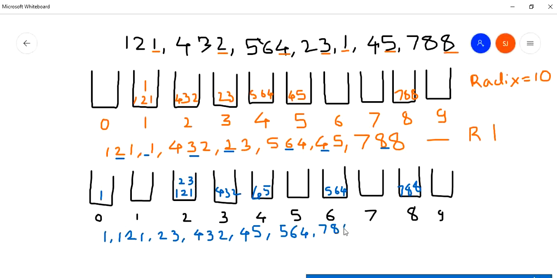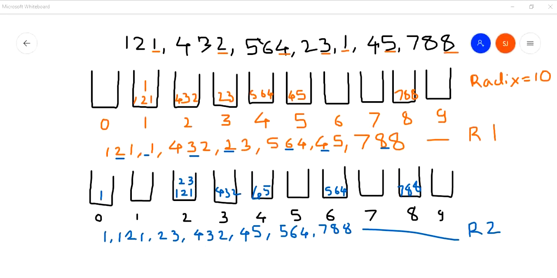Okay, so this is completion of round 2. Here we have completed round 2, R2 or pass 2. Still the numbers are not sorted. We want to perform one more round. One more round is required.